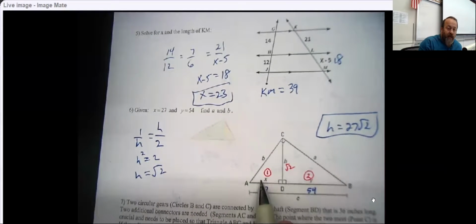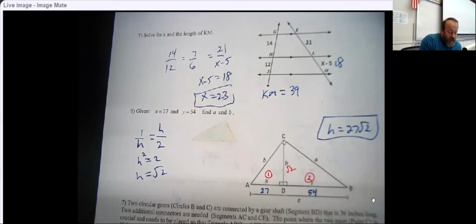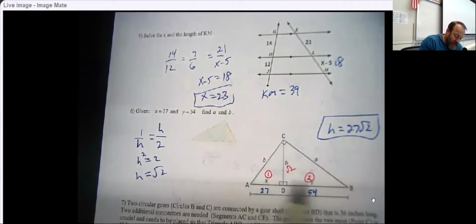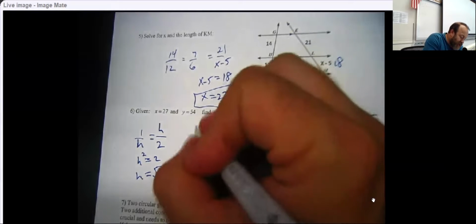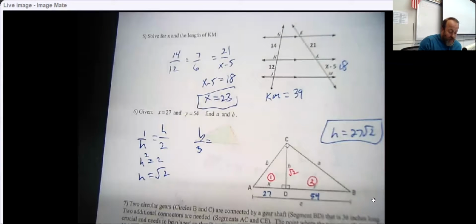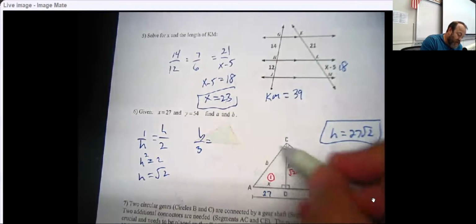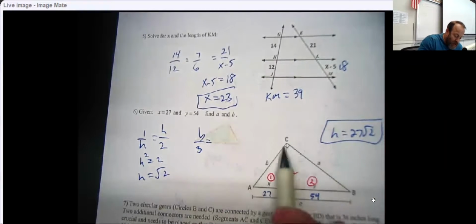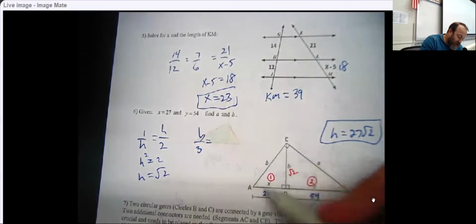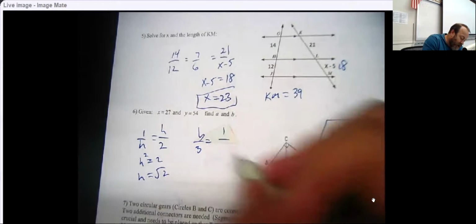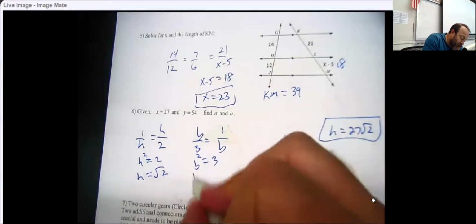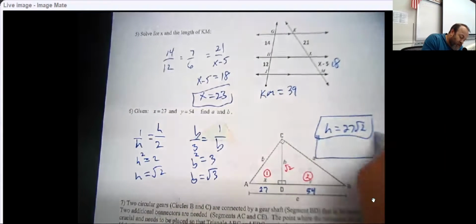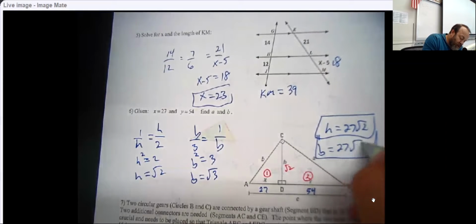Now I could also find b. Okay, I think I'll show you the right way here. In this big triangle right here, notice that the short leg is 1 and the hypotenuse is 3. So if I said b is to 3, and then if I looked at this one, the short leg is to the hypotenuse, that gives me again, b squared is 3, or root 3. Again, we shortened it a lot, so it'd be 27 of those.